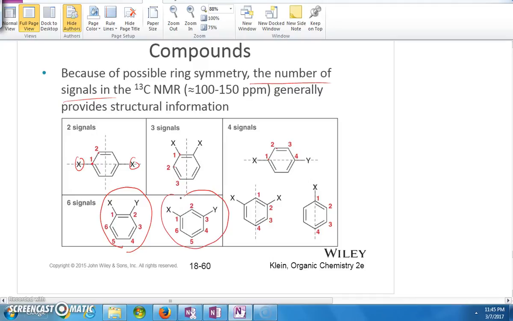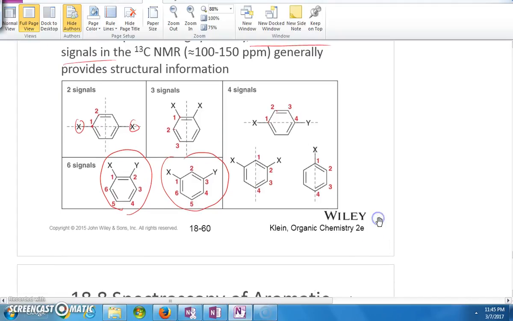So you should be able to tell how many carbon signals are present, depending on the type of substitution that is present in the aromatic compound. This is something we learned in Chem 12B. So you should be able to tell how many aromatic carbon signals will be present.